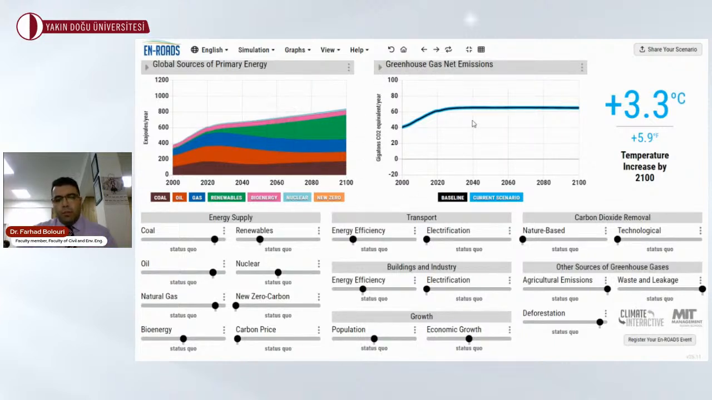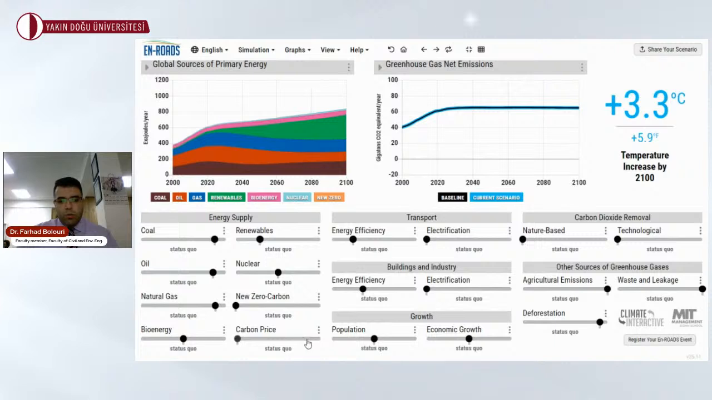Here you also have the greenhouse gas net emission as a main graph for you. And here you have the temperature in Fahrenheit and degrees Celsius. What's important for us is degrees Celsius because we use it in our reports, research, and the other things.